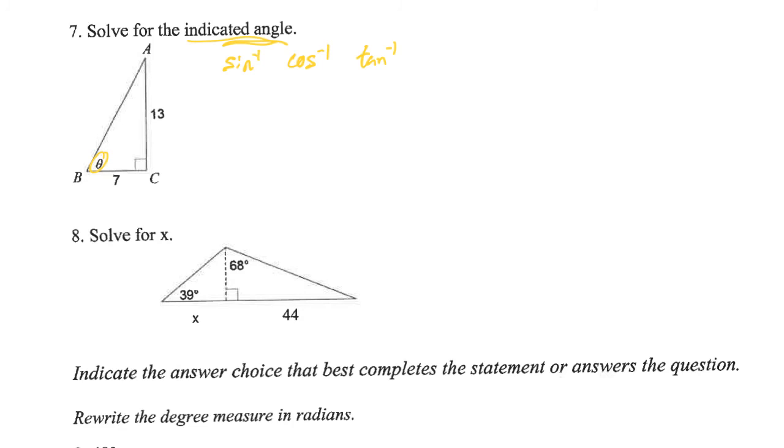Number 8, you're just going to have to do 2 different trig equations, sine, cosine, or tangent. So the right-hand triangle is where you're going to start because you know this 44 here. We have this angle of 68 and we have the 44, so we can use that to find this green side here. So use your sine, cosine, tangent to find the green side. And once you've got the green side, then you can use that to find the x.